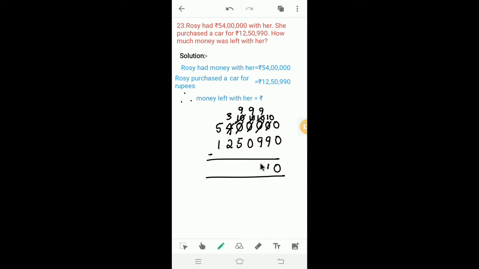9 minus 9, 0. 9 minus 0 is 9. 9 minus 5 is 4. 3 minus 2 is 1. 5 minus 1 is 4. So the answer is 41,49,010. Therefore, money left with her is equal to 41,49,010 rupees.